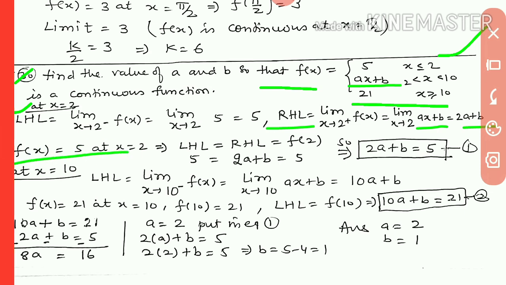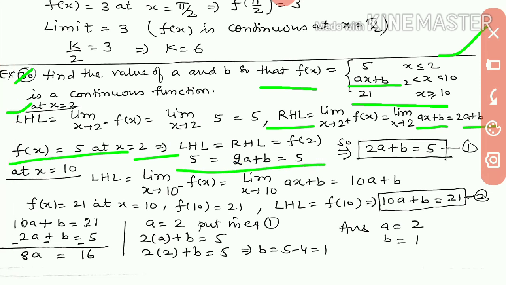Now f(x) equals 5 at x equal to 2, so f(2) is 5. The left hand limit equals the right hand limit equals f(2), because the function is given as continuous. So 5 equals 2a plus b, and we get the first equation: 2a plus b equals 5.